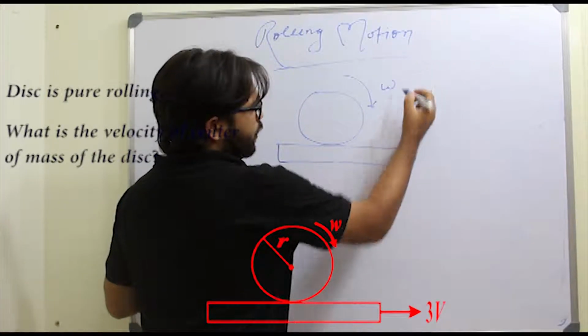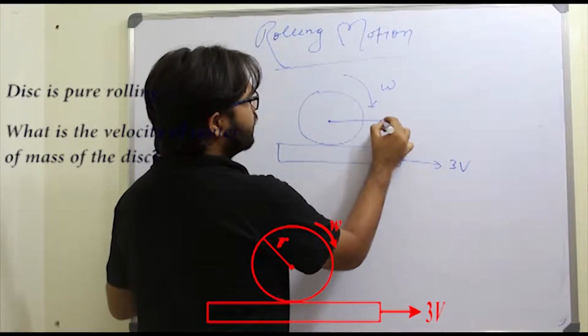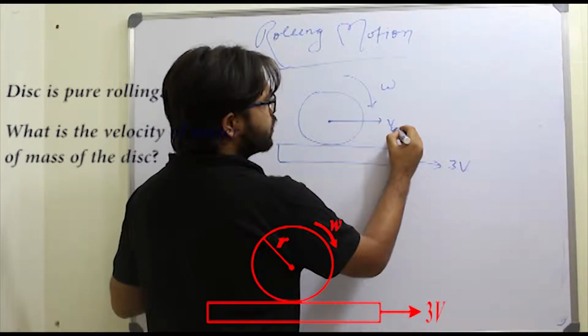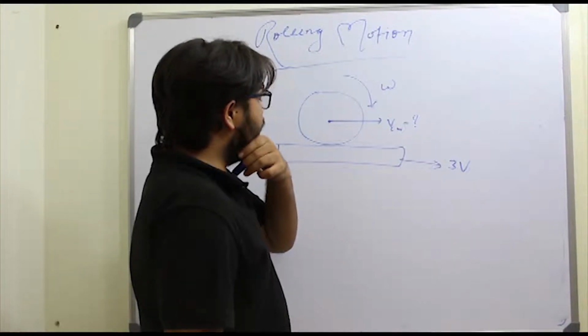This is the angular speed of the disc, and it is given here as 3v. And we have to find the velocity of the center of mass. This velocity of the center of mass I'm calling VCM, and the question is: what is the velocity of the center of mass? Alright, so how do we solve this?